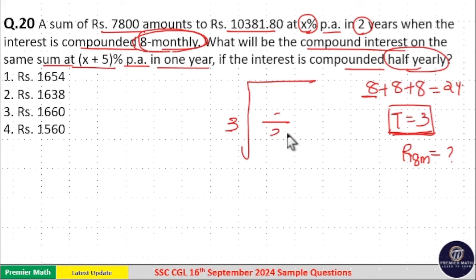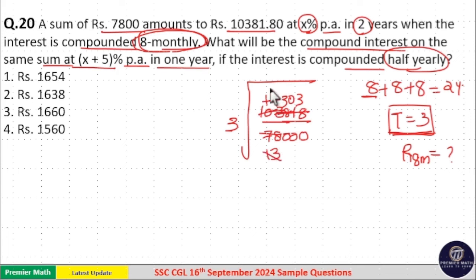Here, amount is equal to 10,381.8. I will multiply it with 10. Then multiply the denominator, that is principal, with 10. Now 6 goes 13 times in 78, 6 goes 1 time in 10, 6 goes 7 times in 42, 6 goes 3 times in 80, 6 goes 3 times in 80.